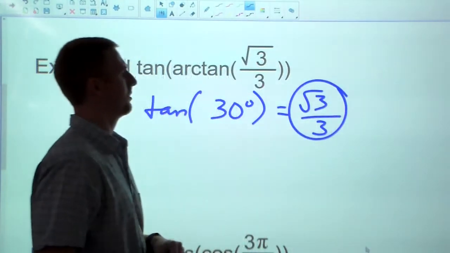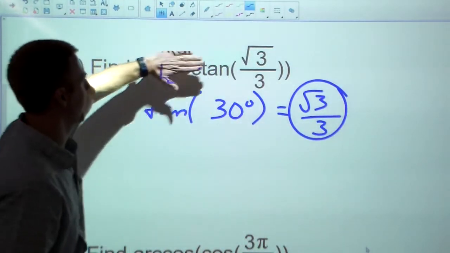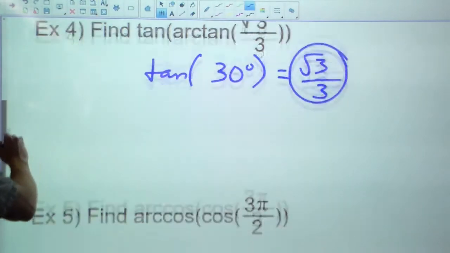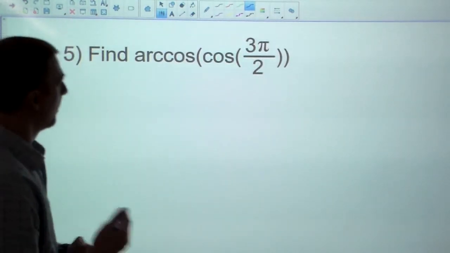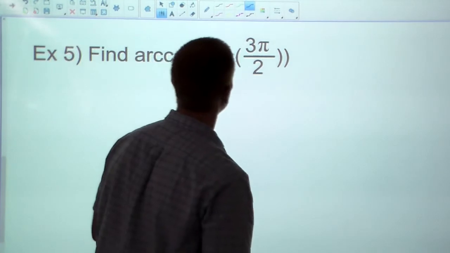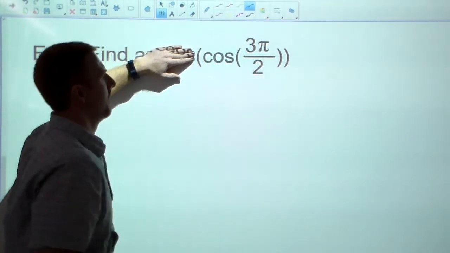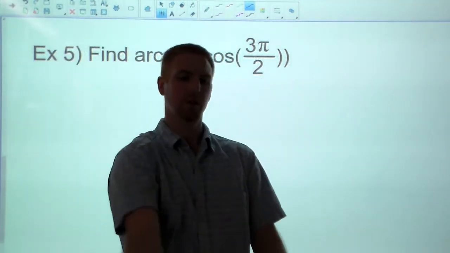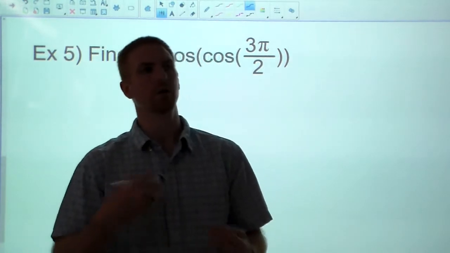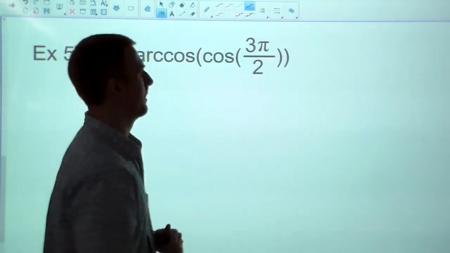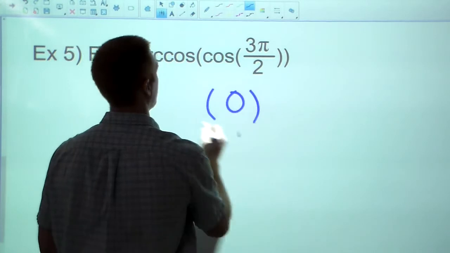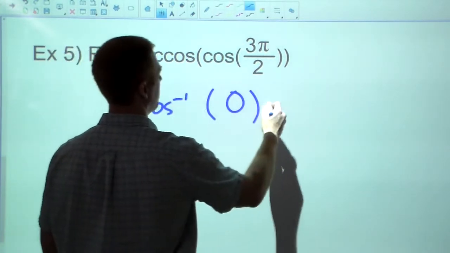All right, remember that false sense of security? It kind of looks like it's just canceling out. So let's see, cosine of cosine 3 pi over 2. All right, same logic. Cosine 3 pi over 2. Well, that's down here, and the cosine value of that would be 0, that's the x. So now I need arc cosine of 0.